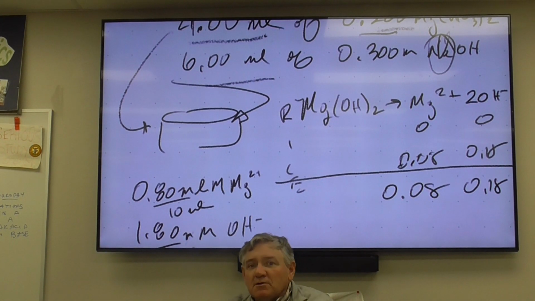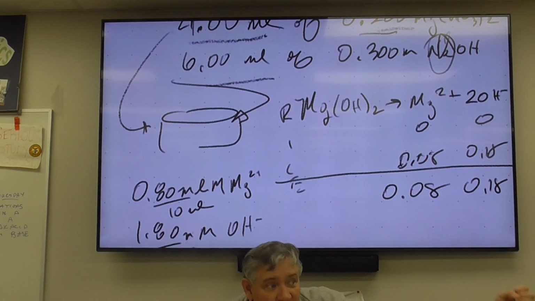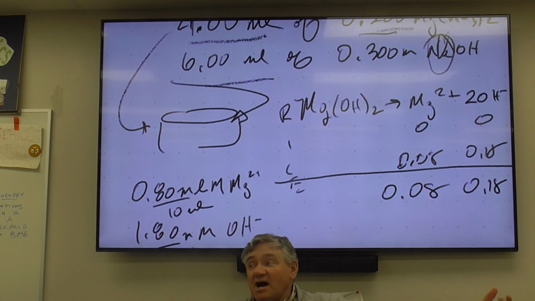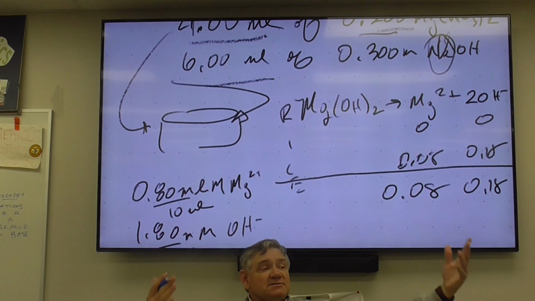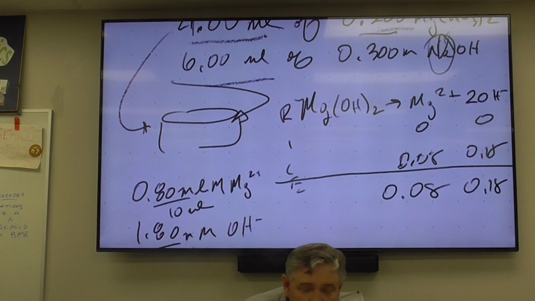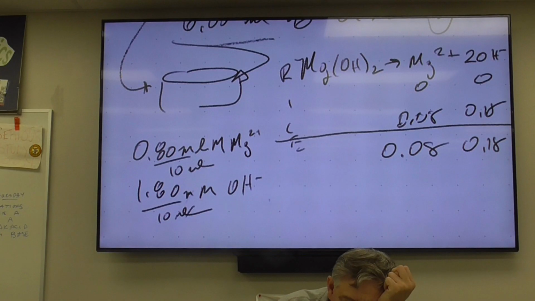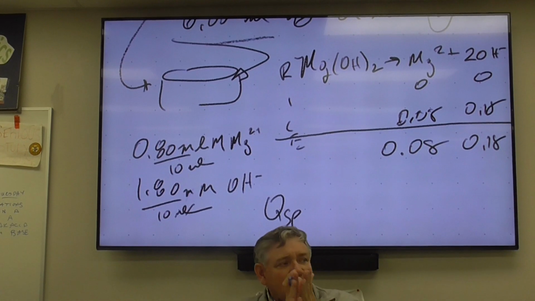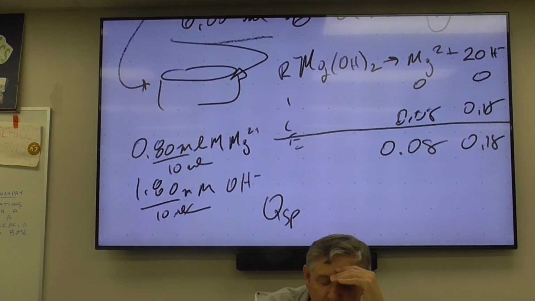What's happened to the molarity after I've mixed them together? It's decreased because I have the same number of ions in more solution, so the concentration goes down. Now, at this point, Mother Nature's going, how are we going to play this? Now we're going to calculate the QSP. The QSP is the snapshot right after it was mixed.